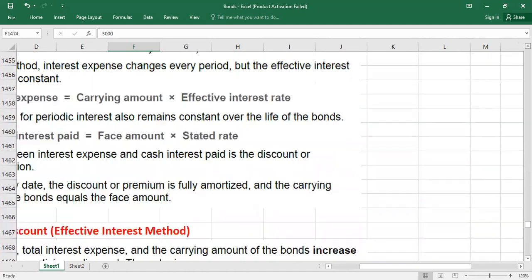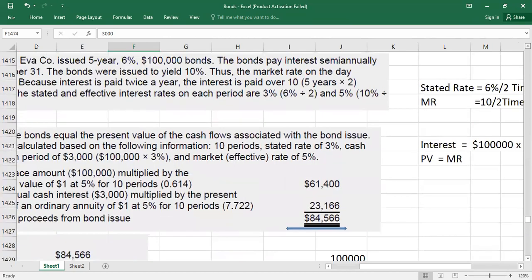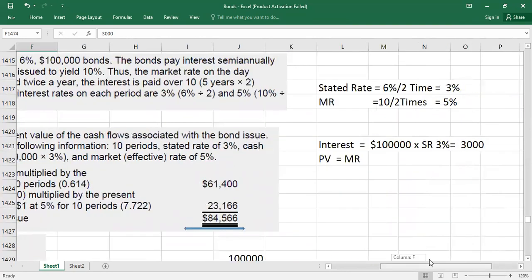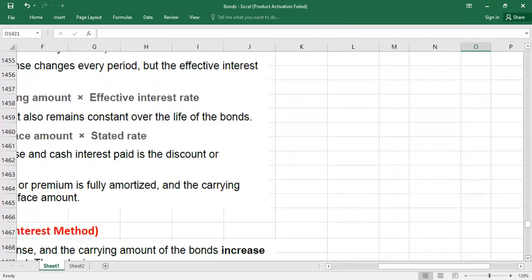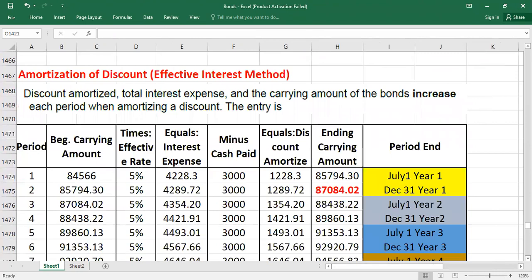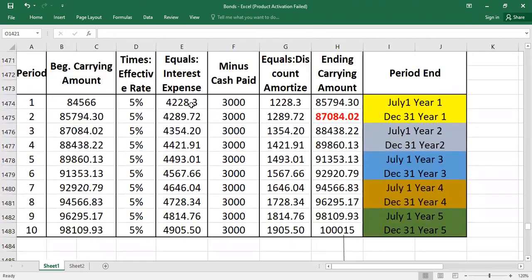Okay, we have paid 3,000 as interest. Here we have calculated 3,000 of interest. So now, if you take the difference of interest expense and cash payments, it will be equal to amortization of discount. And if you want to calculate the ending carrying value, you will take beginning carrying value plus amortization of discount. This is equal to ending carrying value.